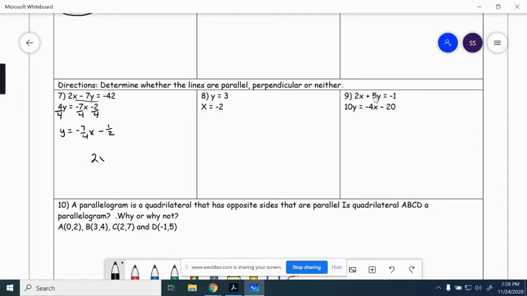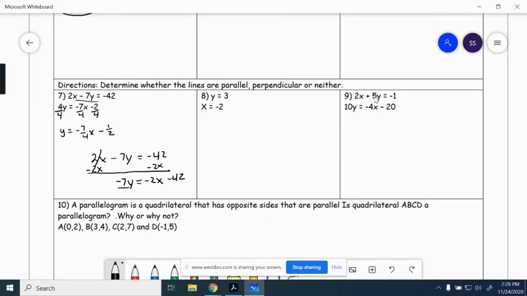And then we can also do this top one. So I'm just going to rewrite it at first. 2x minus 7y is equal to -42. So if I want to isolate y or solve for y, I need to get rid of this 2x. So I'm going to do so by subtracting 2x. I subtract 2x on one side, I've got to do it to the other side. And now I'm left with -7y is equal to -2x minus 42.